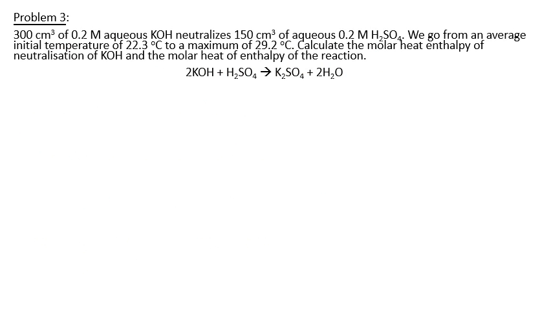The final example is 300 centimeters cubed. Okay, so just kind of circle these things. 300 centimeters cubed of 0.2 molar aqueous potassium hydroxide neutralizes 150 centimeters cubed of 0.2 molar sulfuric acid. We go from an average initial temperature of 22.3 degrees Celsius to a maximum of 29.2. Oh, delta T, question mark. Calculate the molar heat of enthalpy of neutralization of potassium hydroxide and the molar heat of enthalpy of the following reaction, and it's even given to you as a balanced equation. So pause the video now and see if you can find an answer.